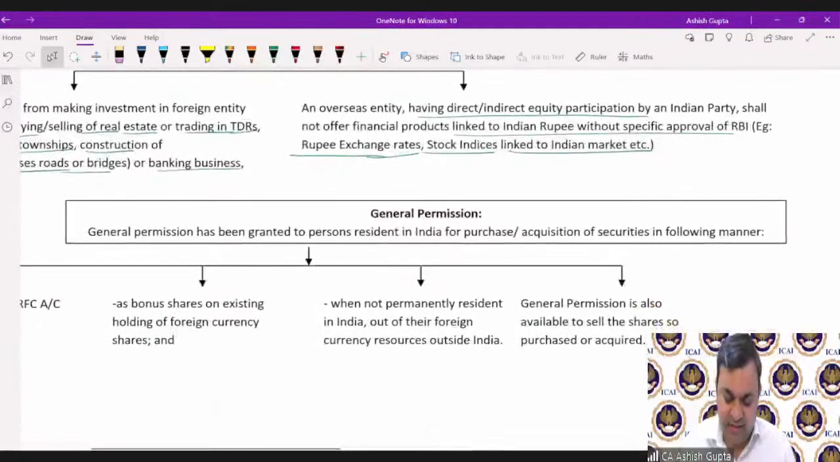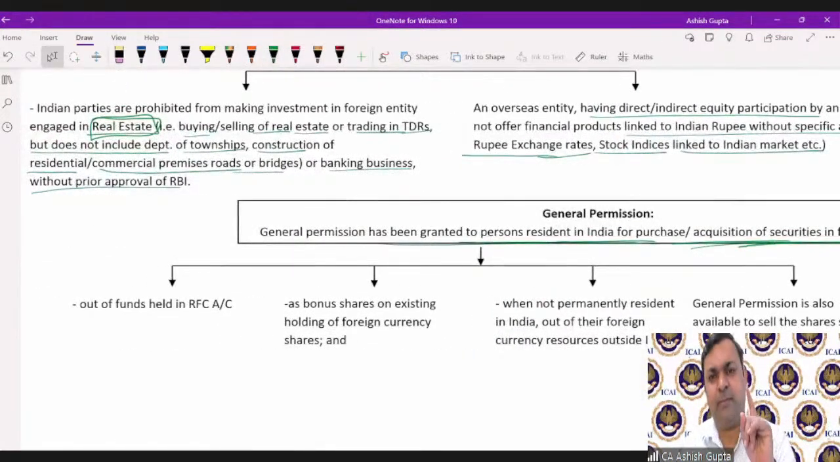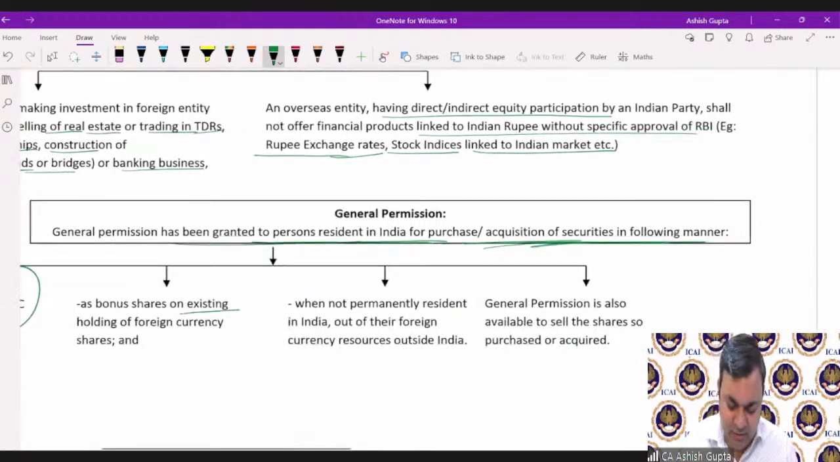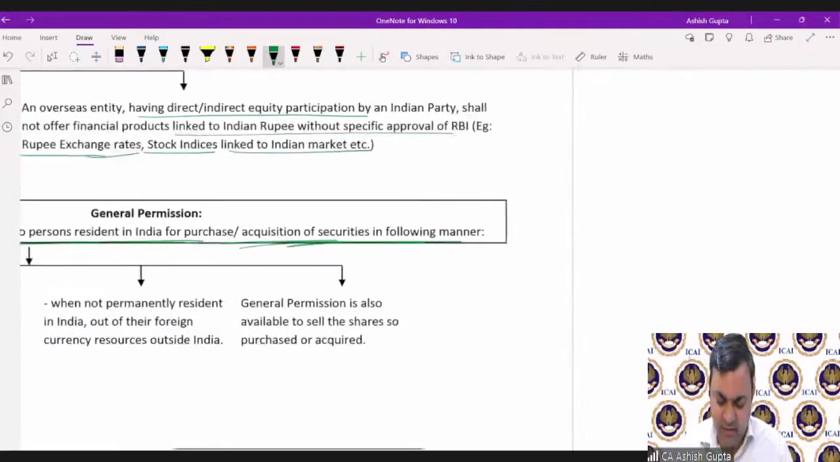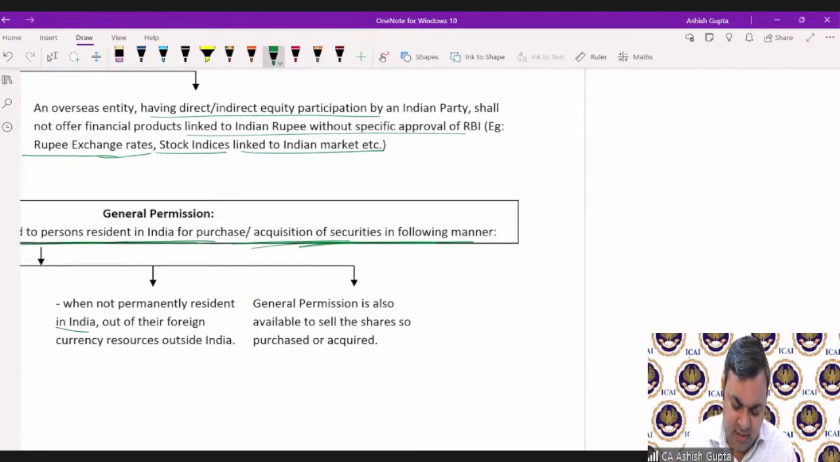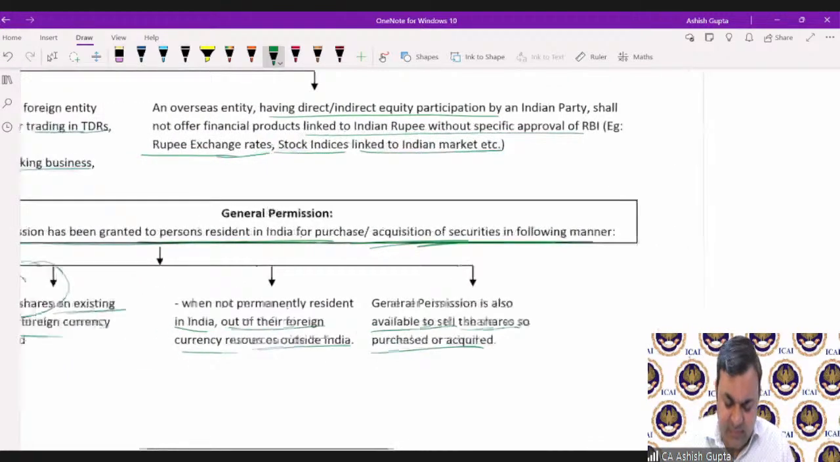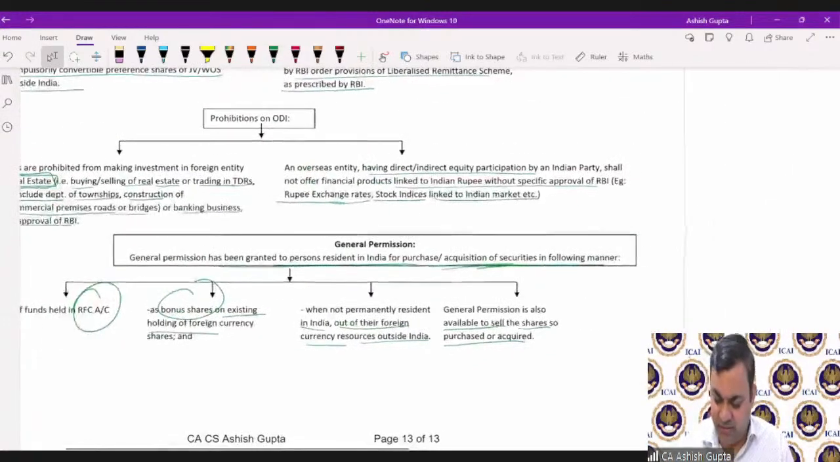General permission. General permission has been granted to a person resident in India for purchase or acquisition of security in the following manner. First, general permission: from a resident foreign currency account, an individual can invest. Bonus shares on existing holdings are also allowed. When not permanently resident in India, out of their foreign currency resources outside India, general permission is also available to sell the shares so purchased or acquired, right? So this is all the concept which provides the general permission to the person concerned.